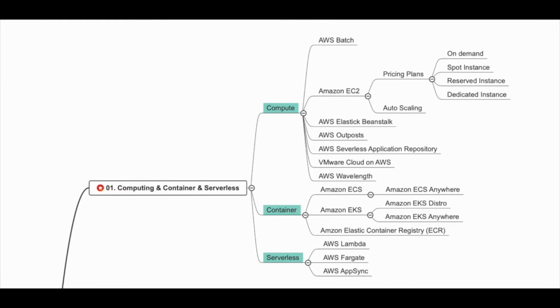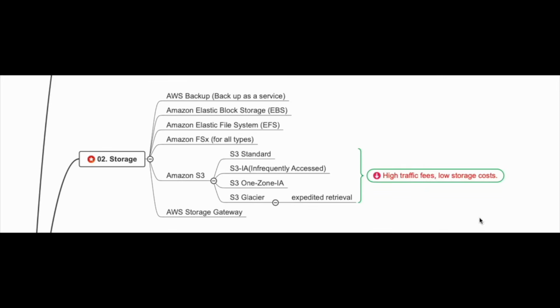Container services include ECS, EKS, and so on. Also, serverless services that users can use without setting up the server in the form of a PaaS include Lambda, Fargate, and AppSync. The second service topic is storage. S3 is the most representative storage for AWS.